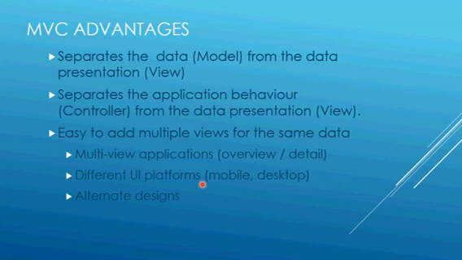With different UI platforms like mobile and desktop, again the data is the same, it is just the view which is different. So things are well demarcated from each other. If you have an alternate design to your application, you might want to have a blue color design for one client and a green color design for another client. It is just a matter of changing a style sheet. None of the other code gets altered.